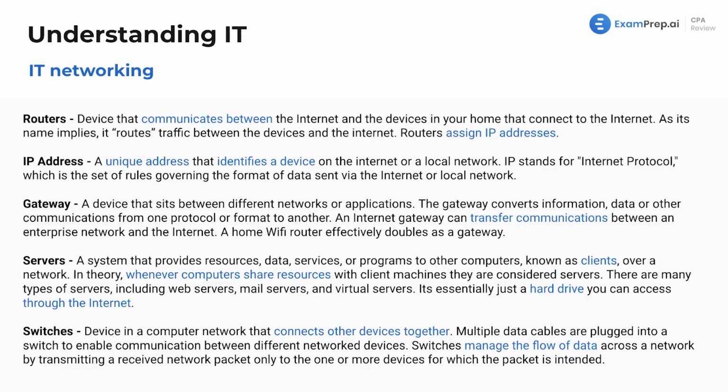Now, what is a gateway? Well, a gateway is going to be a device that sits between different networks or applications. I'm just going to say it, a home Wi-Fi router effectively doubles as a gateway. So this is what you can think of as we're reading this. This gateway converts information, data, or other communications from one protocol or format to another. An internet gateway can transfer communications between an enterprise network and the internet.